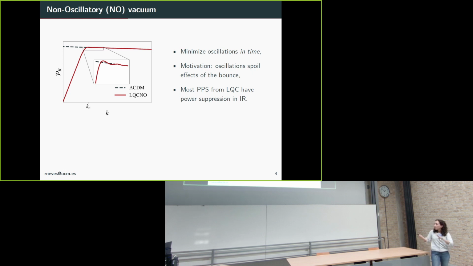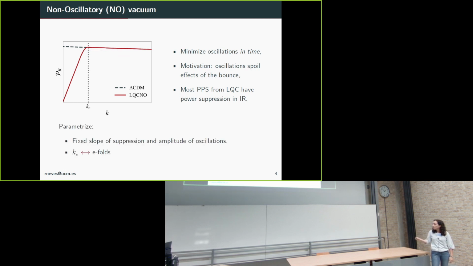This is something that has been well motivated in the literature. And also, it gives us a pretty simple power spectrum. Essentially, the main feature is a power suppression in infrared modes. And this is an interesting one to study also because many power spectra from loop quantum cosmology have some sort of power suppression for infrared modes. So we can learn something about those as well by studying this one.